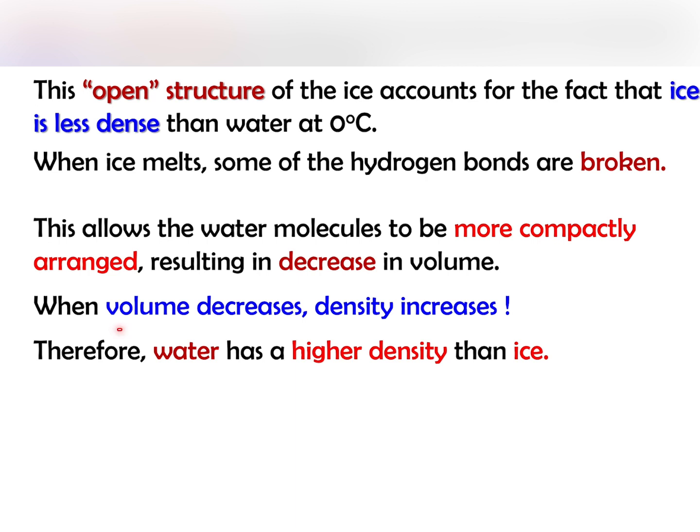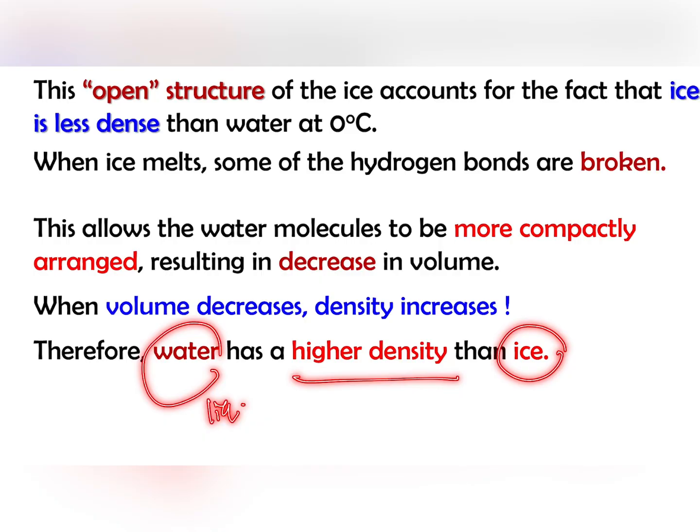Okay, and you already disrupt the volume. So when the volume decrease, the density will increase. So how? Density is equals to mass over volume. Okay, so it is a vice versa punya relationship. So volume decrease, density increase, ketumpatan pun meningkat. Okay, therefore water dalam keadaan liquid has higher density compared to ice.